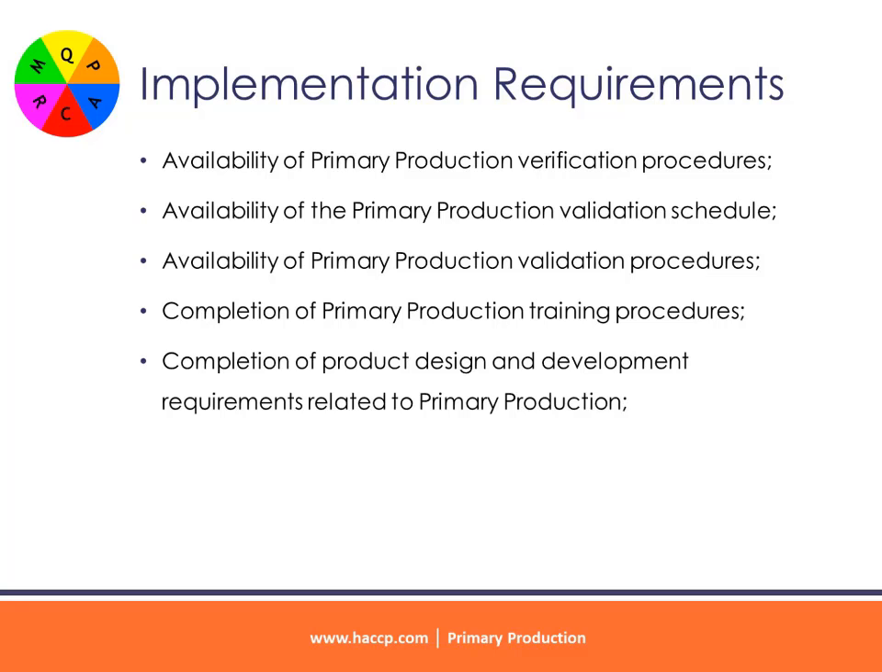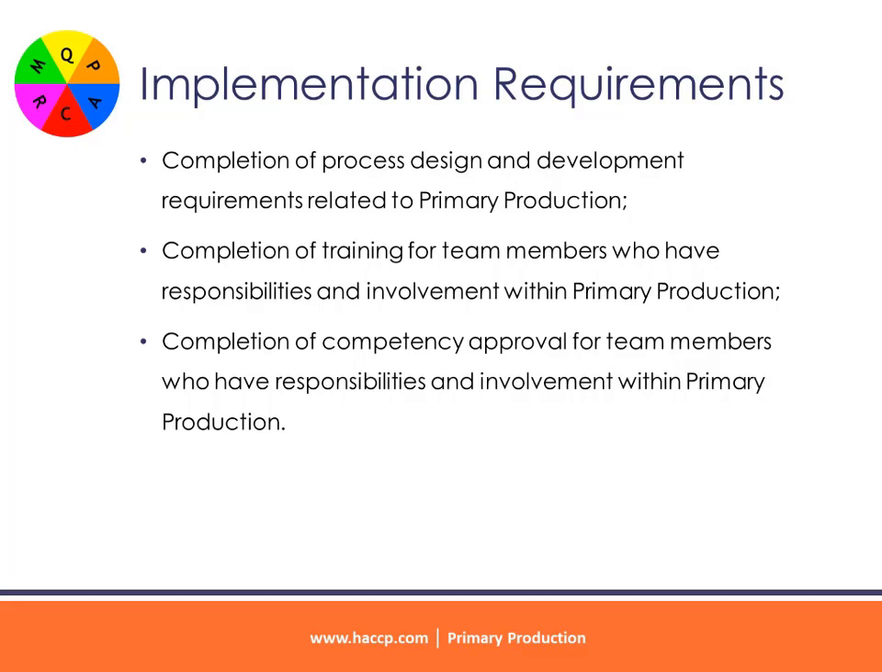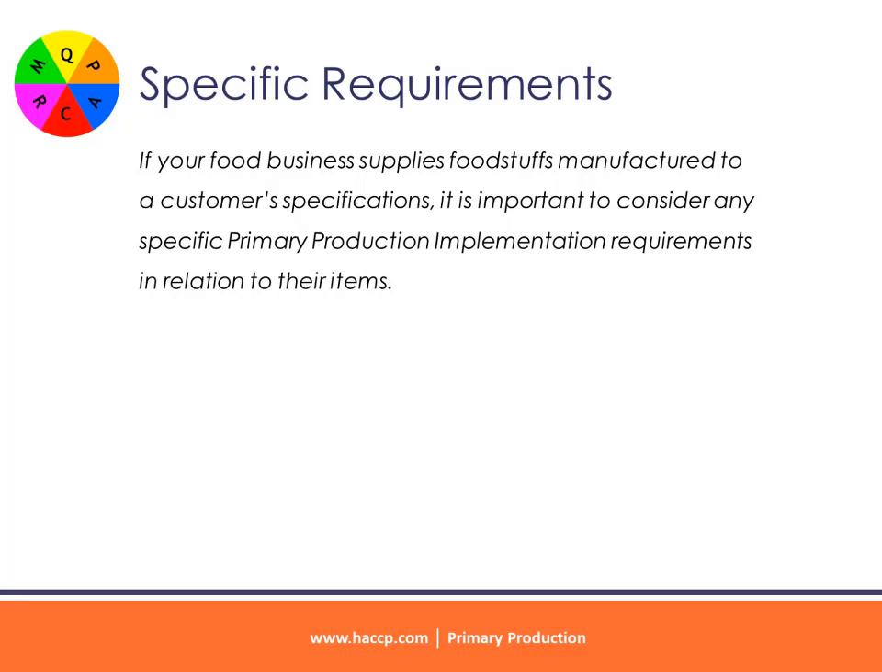Completion of product design and development requirements related to primary production. Completion of process design and development requirements related to primary production. Completion of training for team members who have responsibilities and involvement within primary production. Completion of competency approval for team members who have responsibilities and involvement within primary production. If your food business supplies foodstuffs manufactured to a customer's specifications, it is important to consider any specific primary production implementation requirements in relation to their items.